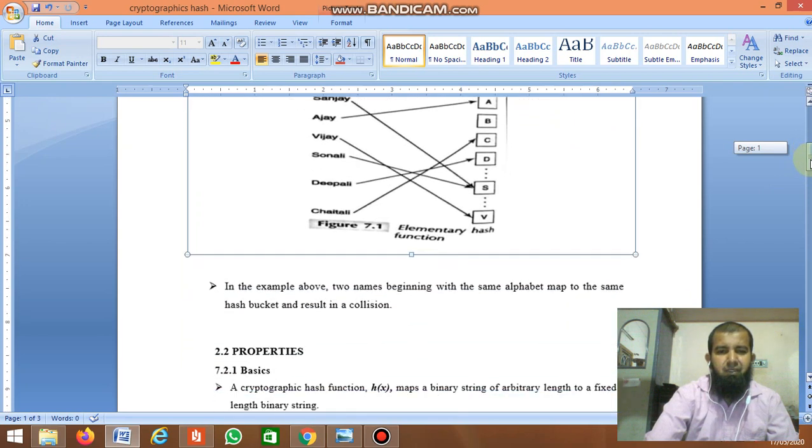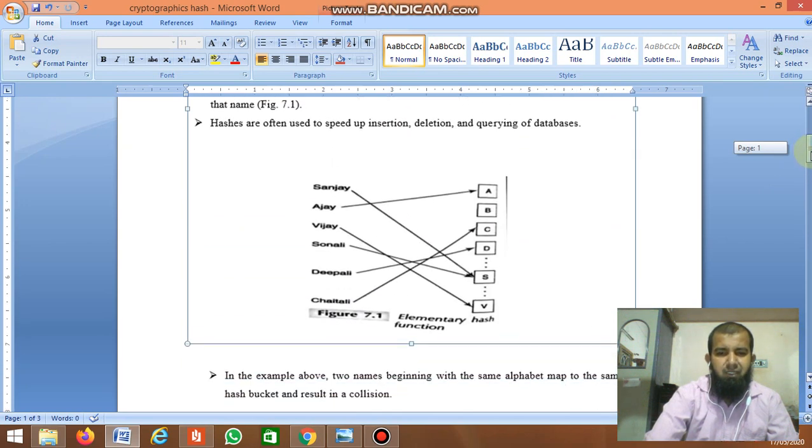Clear? See here, in the example above, two names beginning with the same alphabet map to the same hash bucket and result in a collision. See the example here, Sanjay maps to S, Sonali also maps to S. So here a collision occurs, as both names map to the same letter S.